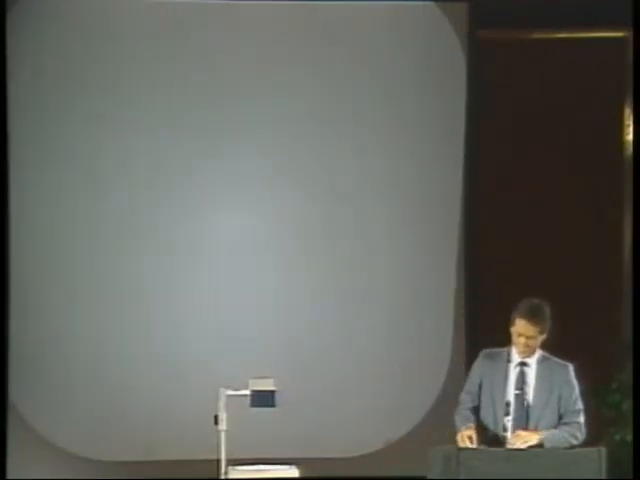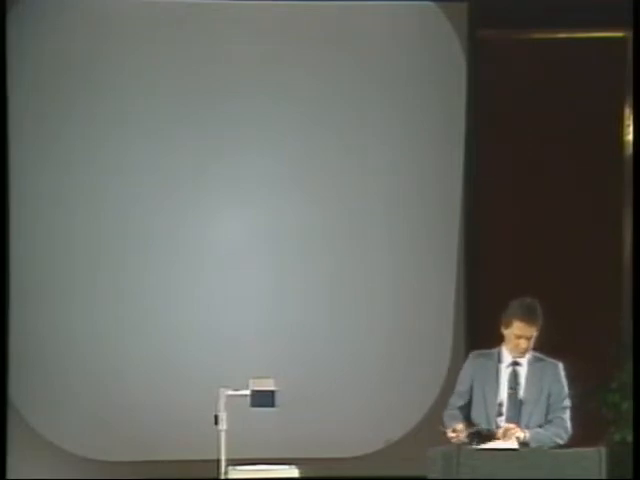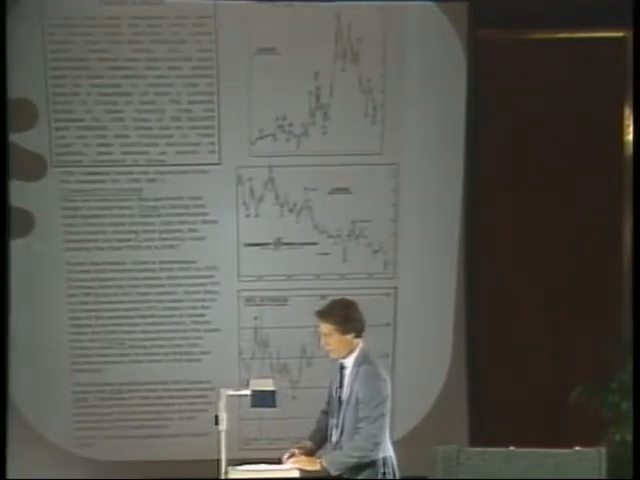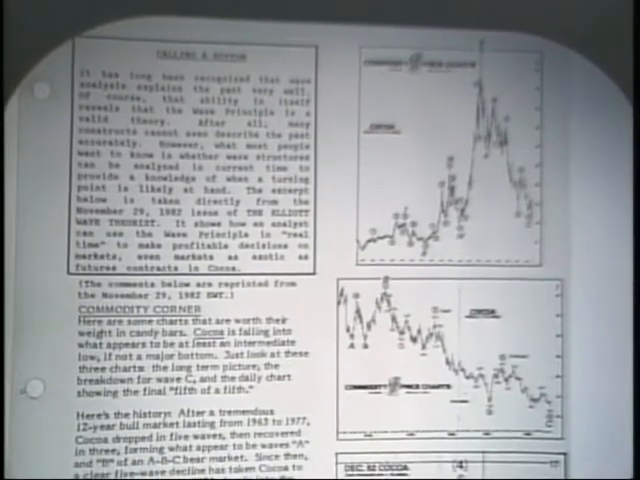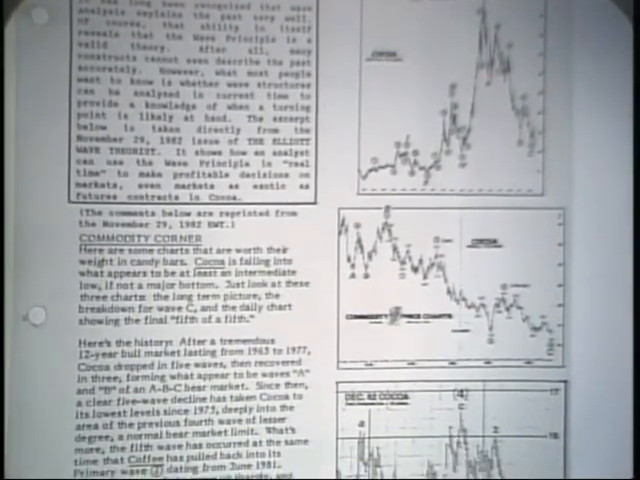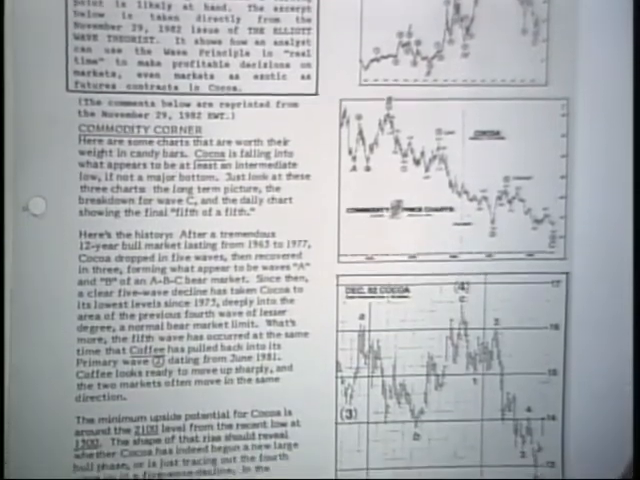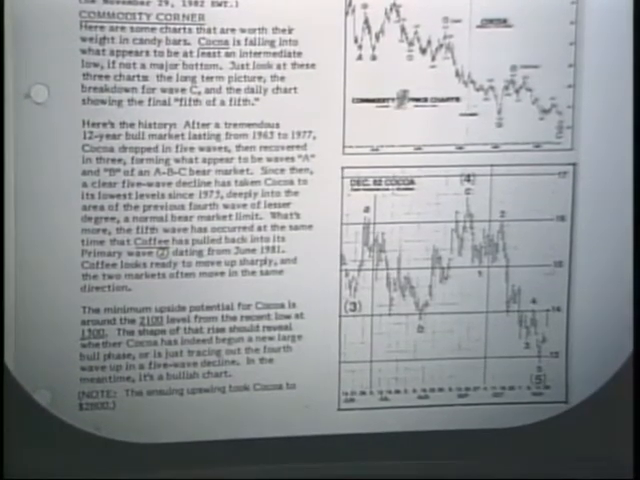All right? Well, we've learned how not to do it. Let's take a look at how to do it. The charts that we're going to examine now are of the cocoa futures market. Now this, for the most part, is a reprint of a page from the Elliott Wave Theorist, which was published November 29th, 1982. I'm choosing this particular wave pattern and commodity for several reasons.